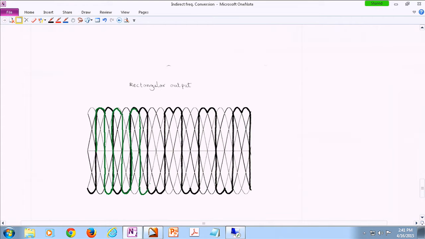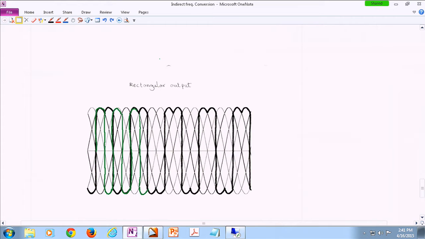So technically, you can generate anything, as long as you don't want to generate an output voltage that has no cross point with your line-to-line voltages. You can generate any, like a triangular waveform, or trapezoidal waveform, or something like that. So these are some of the applications or advantages of the matrix converter.